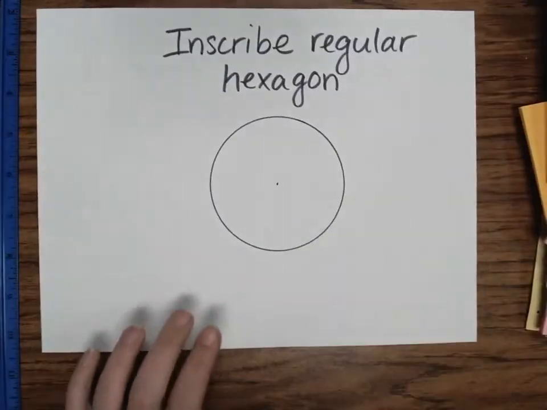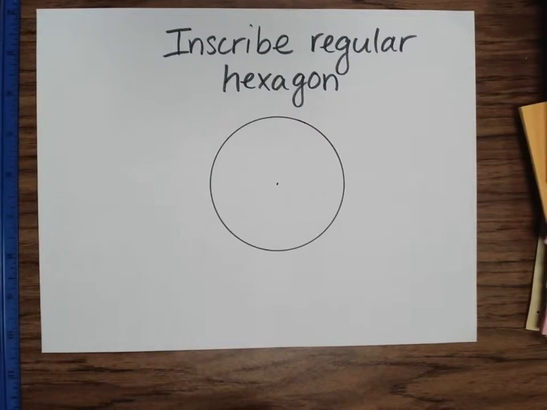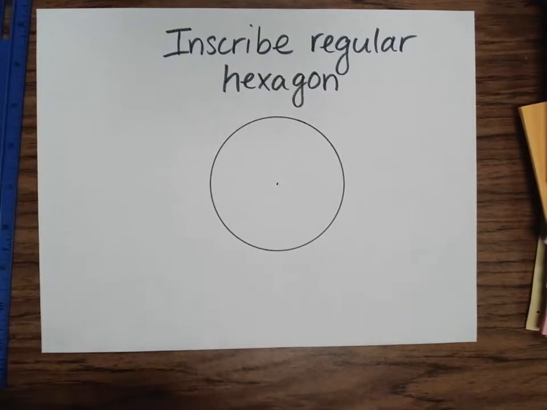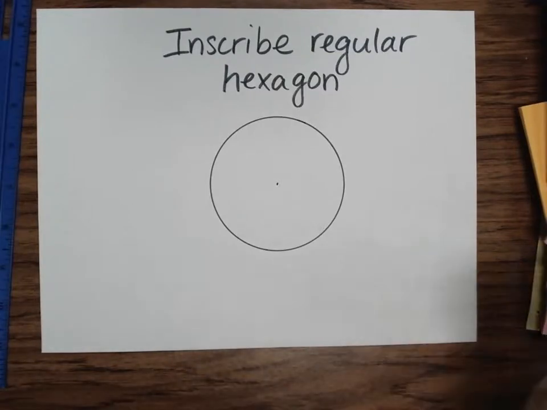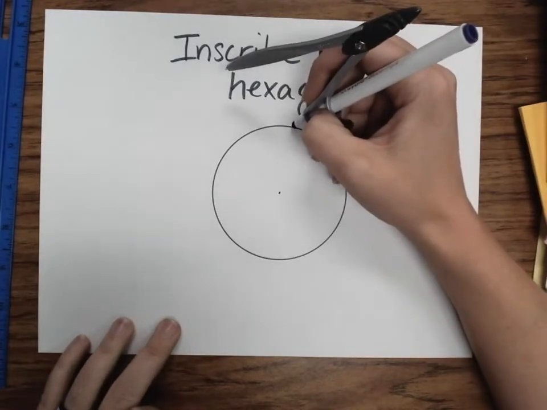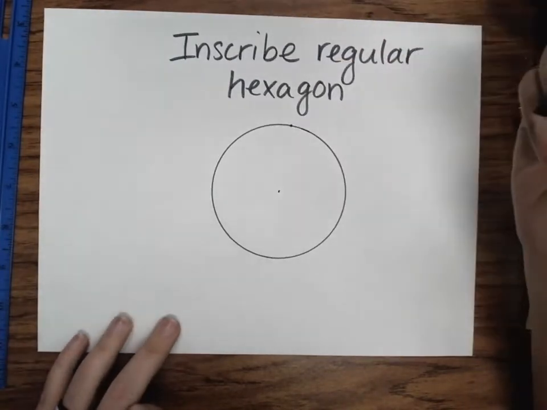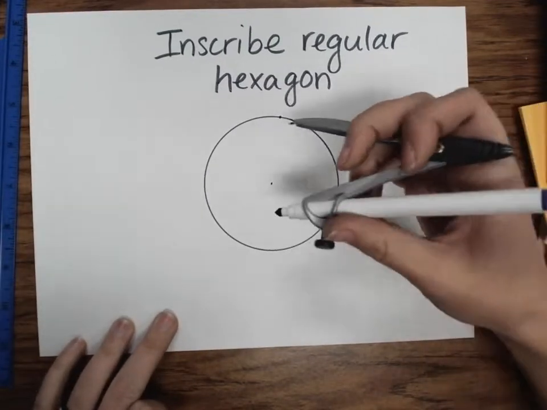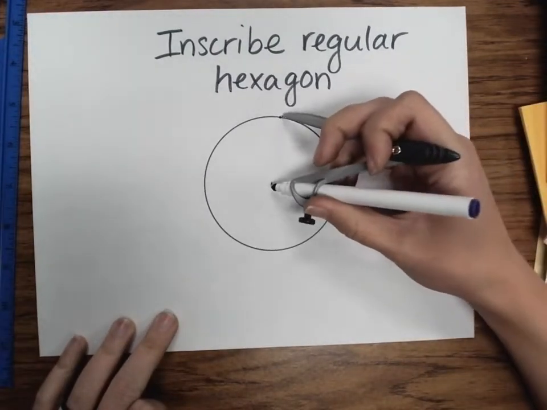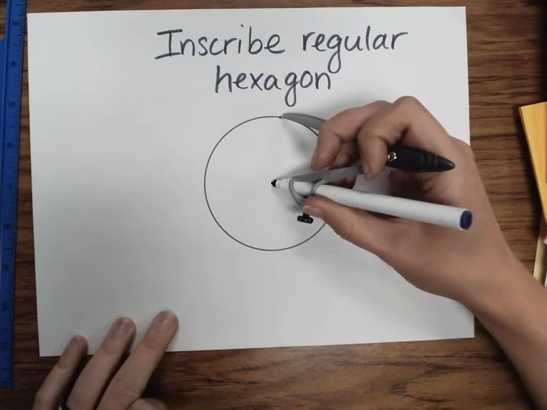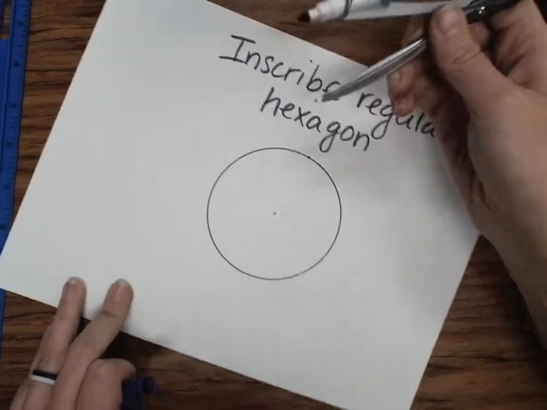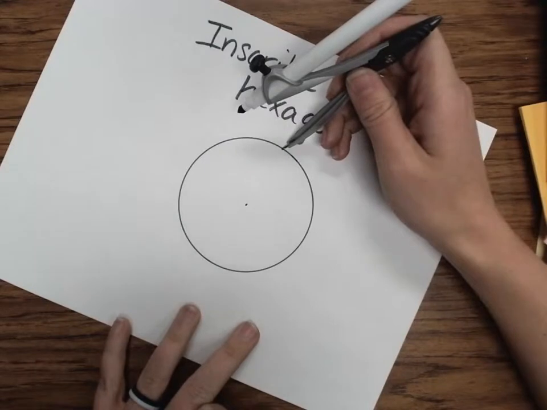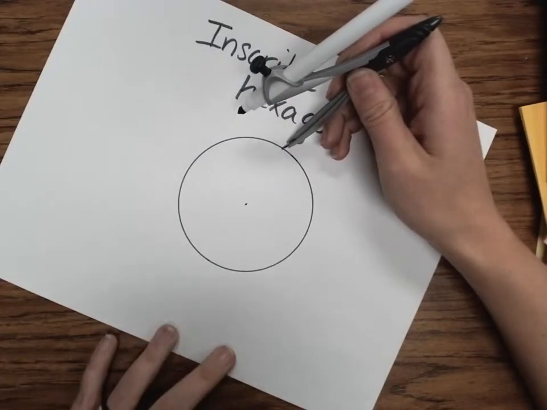Next one, we are going to inscribe a regular hexagon here. So to start, you're just going to pick some point on your circle, wherever you want to start this. There. And you're going to set your compass radius to be the same as the radius of the circle. So adjust it so it's the distance from center to the outside here. And now that we've got that adjusted, you are just going to put your center on the point you chose on the outside of your circle.